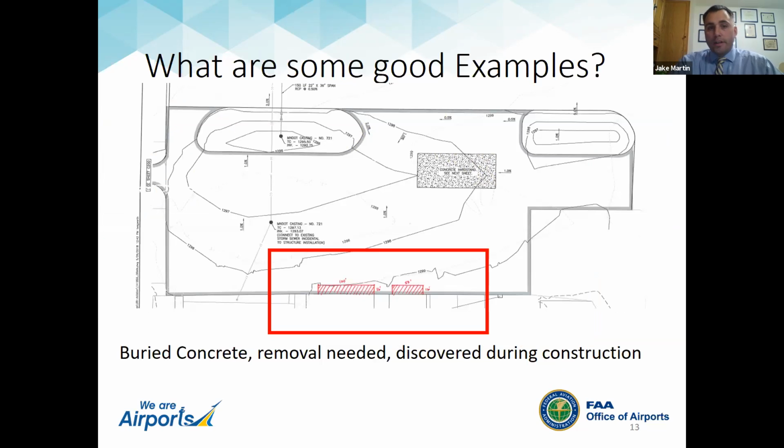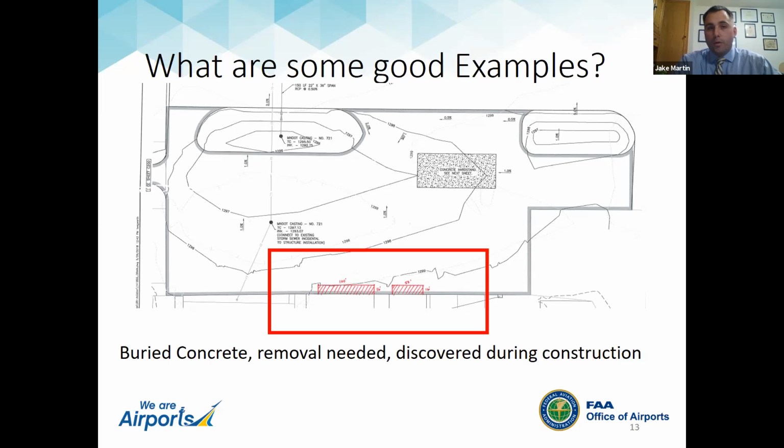Another example that tends to come up is finding something buried below the area you are building. So in this case, concrete was buried and we needed to remove it because we were concerned about the change in the amount of movement during frost cycles between the soil around the concrete and the concrete itself, which could cause issues with the new pavement we were paving.